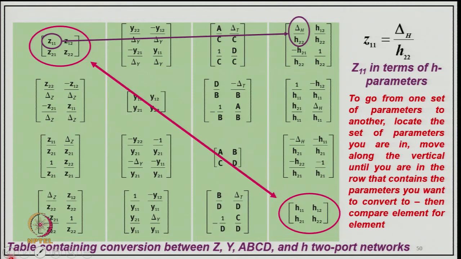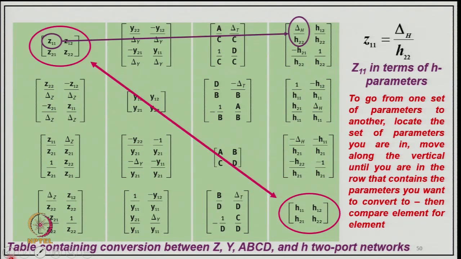So, to get from one set of parameters to another, locate the set of parameters you want to move along with, going vertically up, and you are in the row that contains the parameters you want to convert. So, if we want to convert these H parameters into Z, we go into the same column, and this is your Z parameters. You can apply this similarly for the other ones.